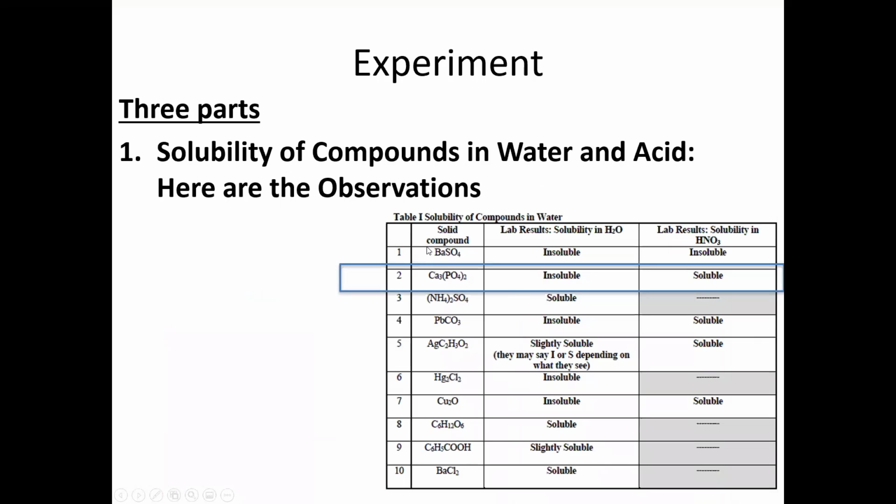So in the template, you can download from the Canvas, here in table 1, solubility of compounds in water, you can see I use calcium phosphate as an example. And in the lab results observation, the first one, solubility in water, I would say it's insoluble. And solubility in nitric acid, it's soluble in this case, right? So you will be provided with this table, and it includes different observations for different compounds.